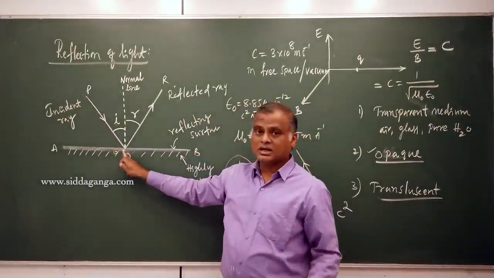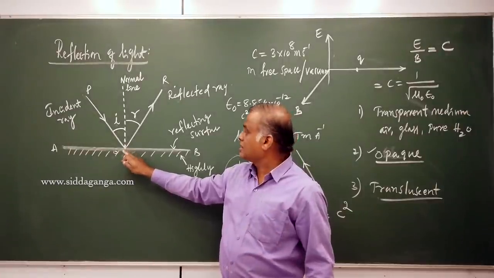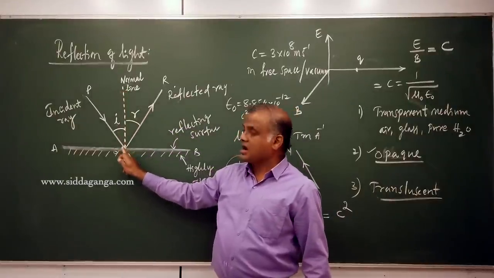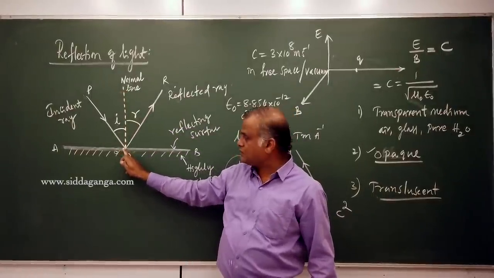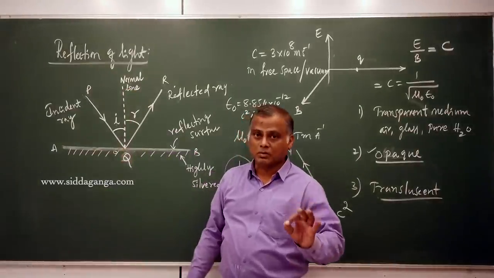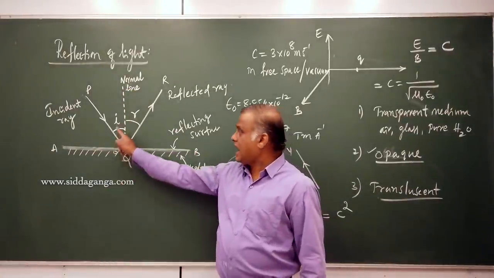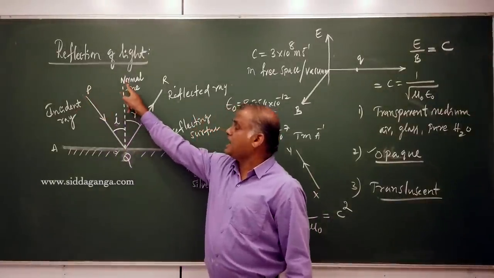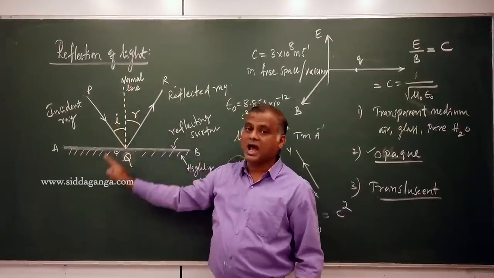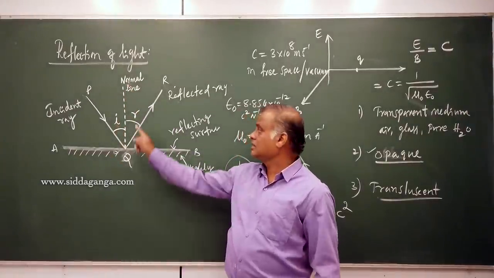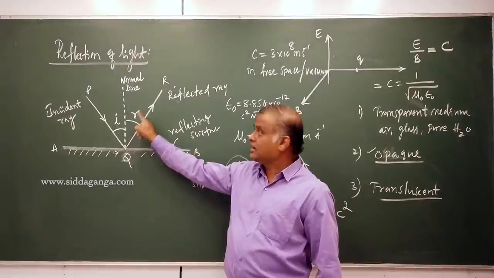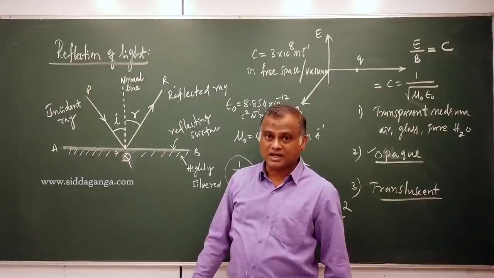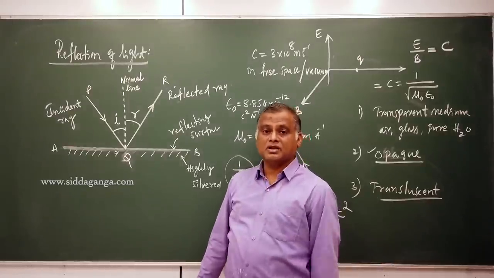PQ is the incident ray. QR is the reflected ray. A perpendicular line drawn at the point of incidence is called normal. The angle between the incident ray and the normal is called angle of incidence. The angle between the reflected ray and the normal is called angle of reflection. Basic definitions of reflection.